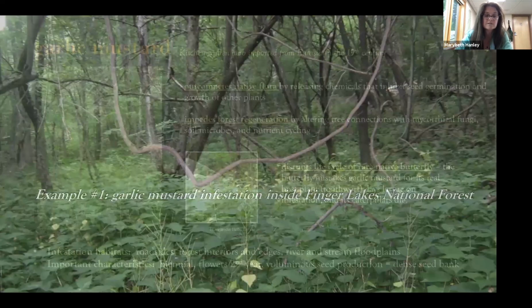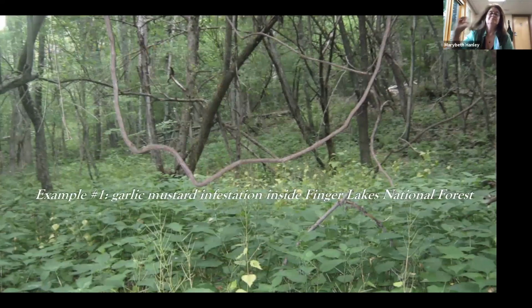So this is an infestation that I surveyed. I was doing a survey for a project called FLIPS, the Finger Lakes Invasive Species Strategy for the National Forest. And you can see here, all there is in the understory in this forest is garlic mustard. There's nothing else growing.